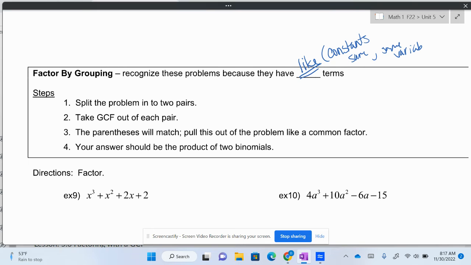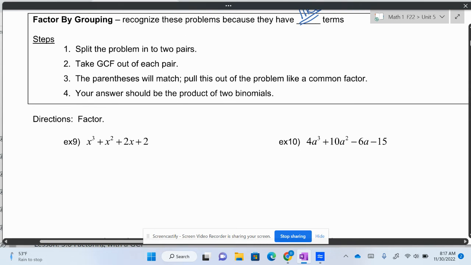So you're going to split the problem into 2 parentheses, 2 pairs, okay? And then you're going to see what you can take out of each. And if you do it right, if you split it right, the stuff that you have left in the parentheses will match. And that becomes your first binomial. And then what you took out of each becomes your second binomial.